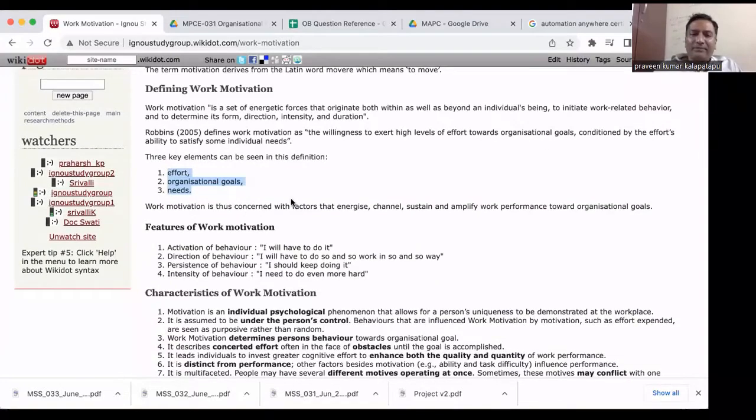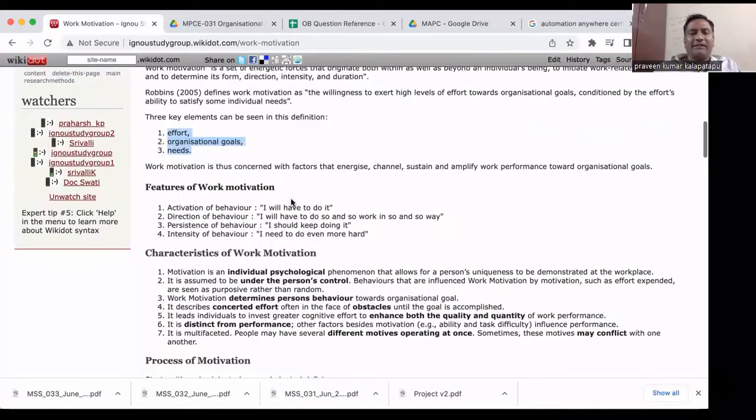Going into the features of work motivation, we are saying there are four features. When we are talking about motivation, first, obviously, motivation has to get activated. It has to start somewhere, right?